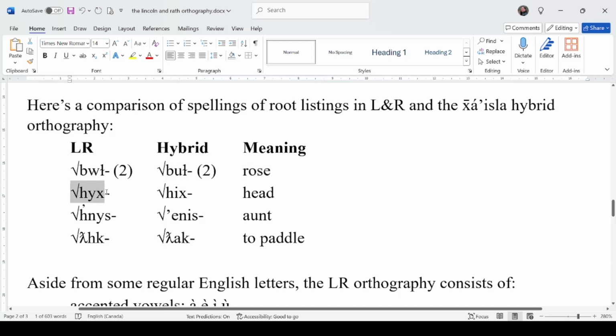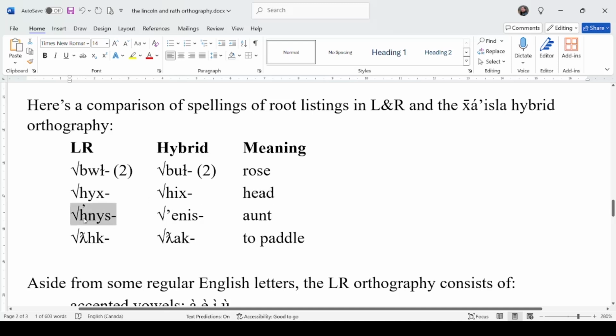And if you're looking for Heich in the Lincoln and Rath dictionary, you won't find it under H-I-X, you'll find it under H-Y-X, because in the root listing they use Y to stand in for the letter I. And Heich means head. So the word Heichti means head.